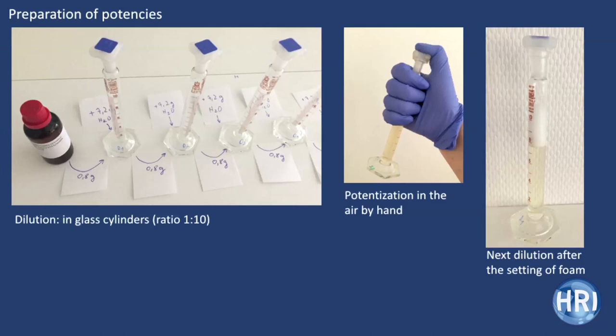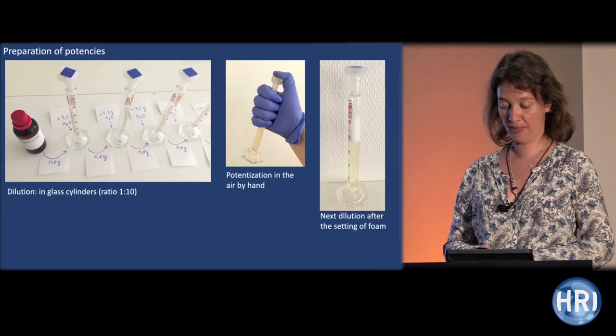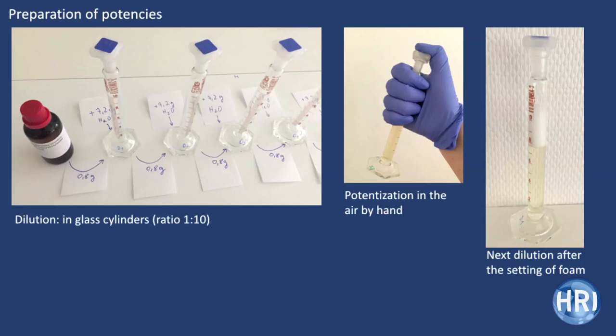How did we prepare the potencies? We had the 1X potency from each of these remedies, and the potentization was made by hand in the ratio 1 to 10, and the succussion was performed by hand by strokes in the air, and the next dilution step was conducted when the foam disappeared.